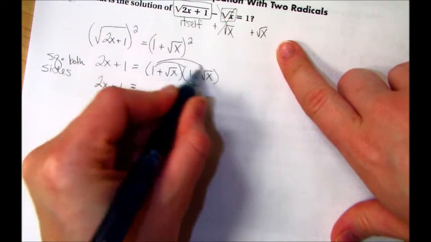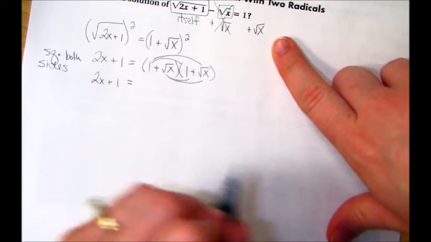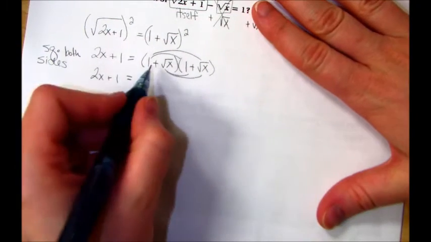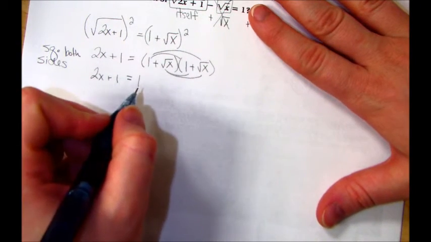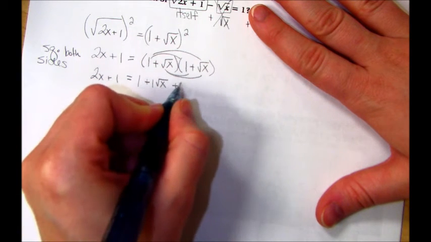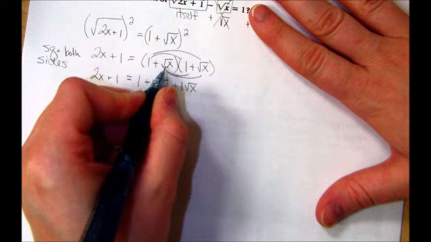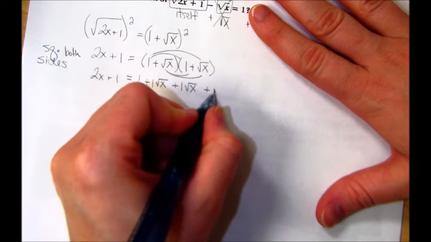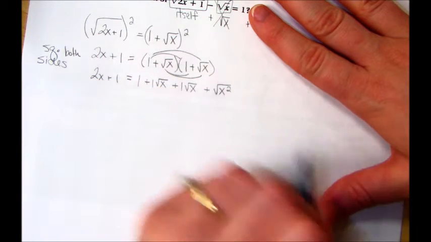Okay, 4 arcs, 1, 2, 3, 4. Apply the rules you've learned thus far in chapter 6. 1 times 1 is 1. 1 times the square root of x is 1 square root of x. 1 times the square root of x is 1 square root of x again. The square root of x times the square root of x is the square root of x squared.